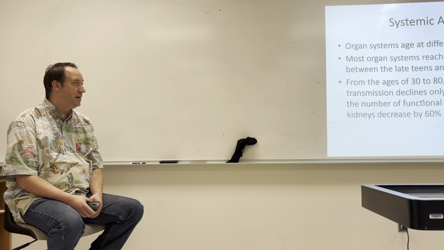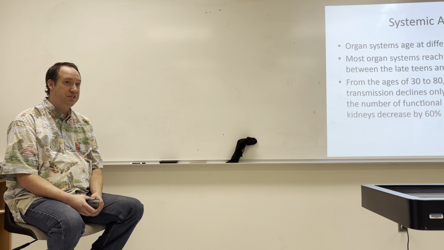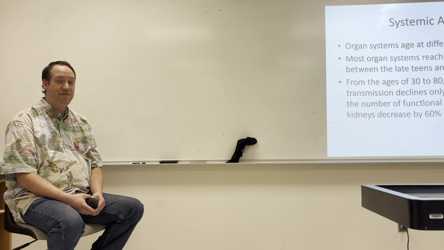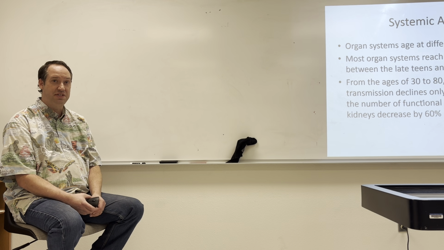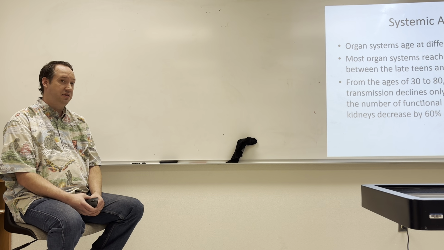So organ systems age at different rates. Most of them reach their peak function in the 20s, 30s. And then after that, stuff starts to slow down. One of the slower systems, nicely, is the nervous system. From 30 to 80, nerve transmission speed goes down 10, 15%. The number of nephrons working in the kidney drops by about 60%.